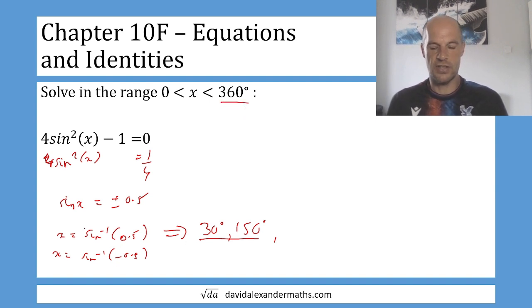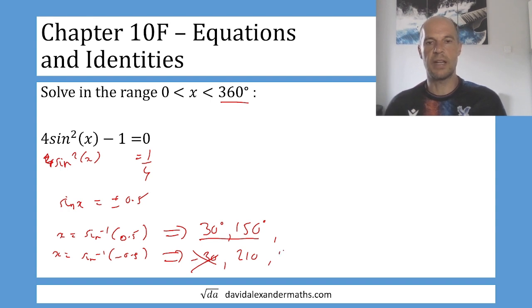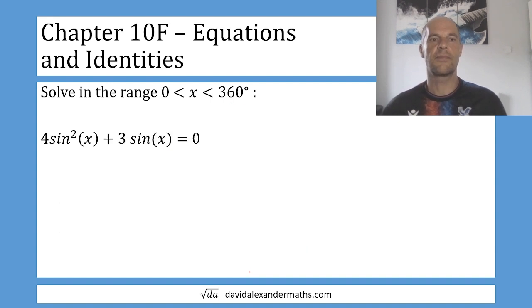So the inverse sine of minus 0.5, my first solution is minus 30. So my next one is 180 take away minus 30, which is 210. And so this one is out of range. Now if I add 360 to negative 30, I'm going to get 330, which is within range. And if I add 360 to 210, that will take me out of the range. So there are my solutions: 30 degrees, 150, 210, and 330 degrees.